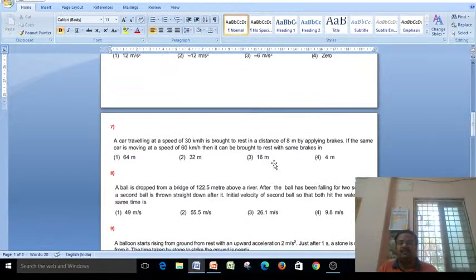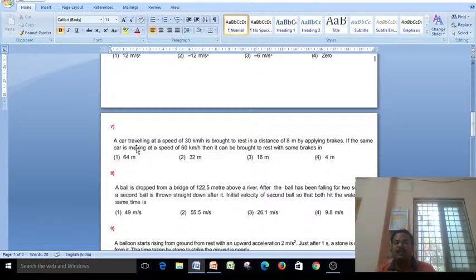The next question is the seventh question. A car traveling at a speed of 30 km per hour is brought to rest in a distance of 8 meter by applying brakes. If the same car is moving at a speed of 60 km per hour, then it can be brought to rest with the same brakes in how much distance? So with a speed of 30 km per hour, the car travels the distance 8 meter by applying the brakes.